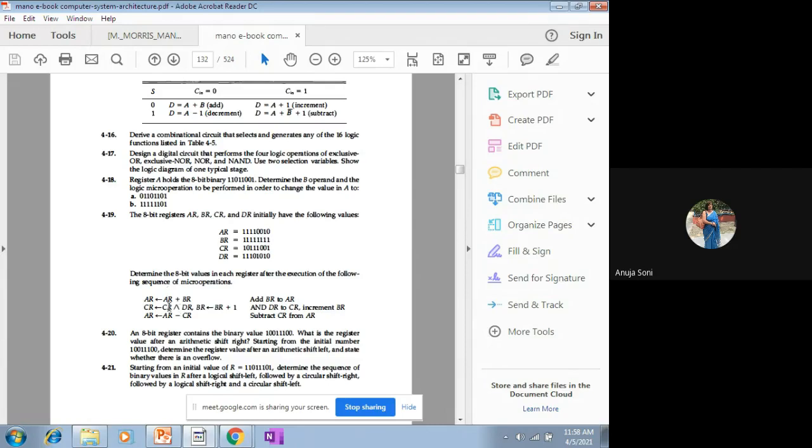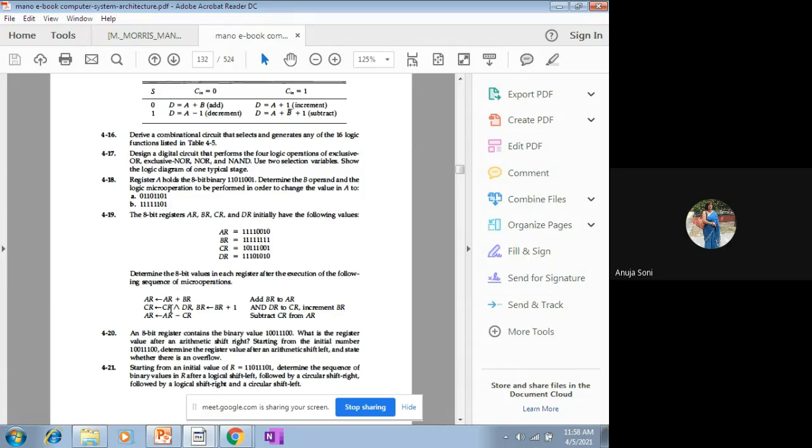What you have to do: AR plus BR, and the contents are transferred to AR. The value of AR is given, and similarly the value of BR is given. These two values you have to add manually, as you have done in the third chapter, and whatever result comes out will be stored in AR. So you have to add the two numbers and ultimately show the final result stored in AR.